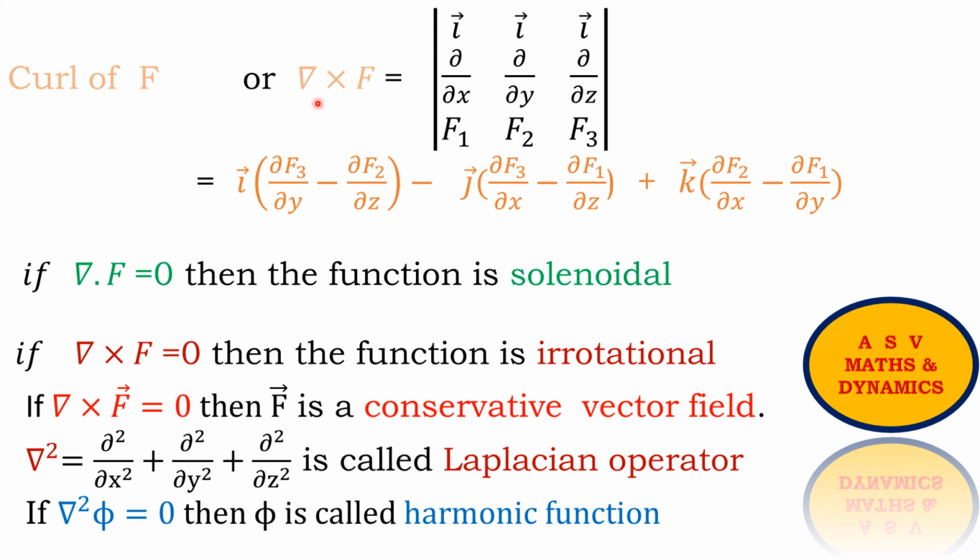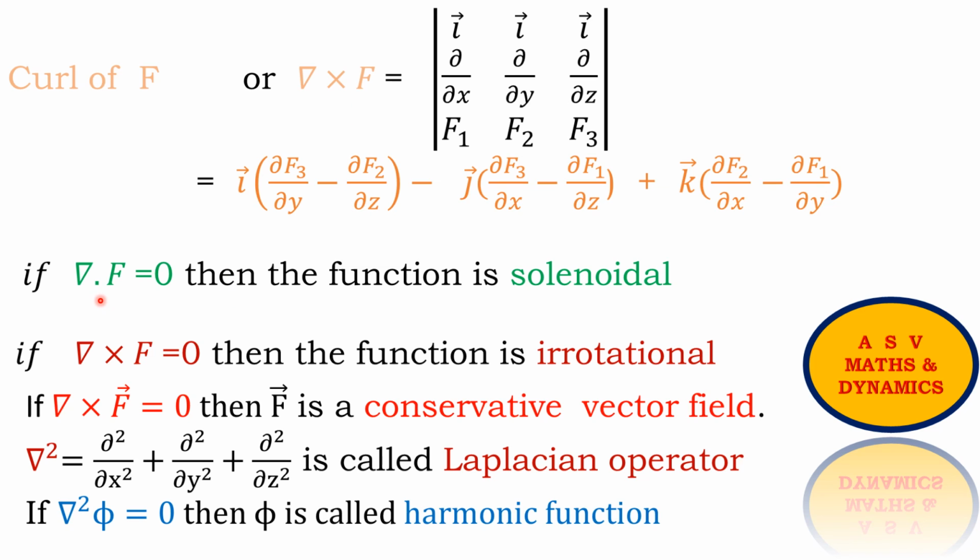Last one, del cross f, otherwise curl f. The name is curl f, otherwise del cross f. Already I told you how to find a cross b. So it is i, j, k. First is the del values, and then the vector function values. If you expand the determinant, you can get the value. So from these things you can find the value of del cross f.